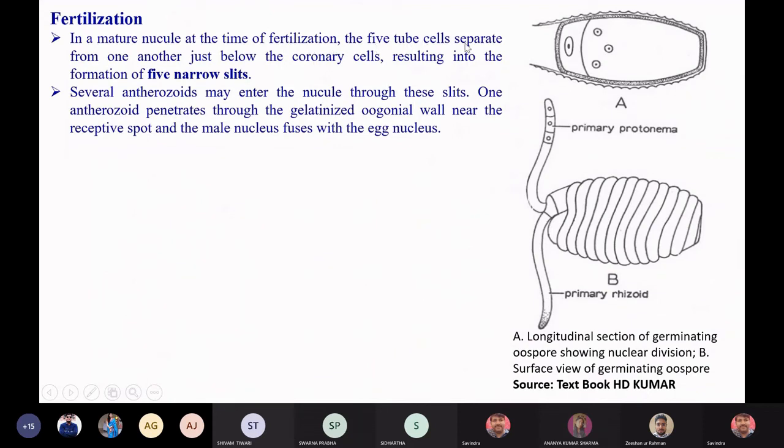In a mature nucleus, at the time of fertilization, the 5 tube cells separate from one another just below the coronary cells, resulting in the formation of 5 narrow slits.